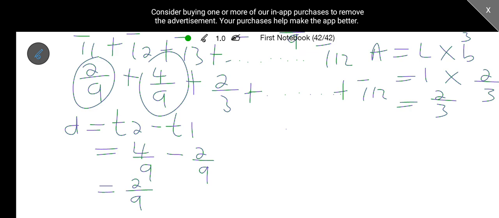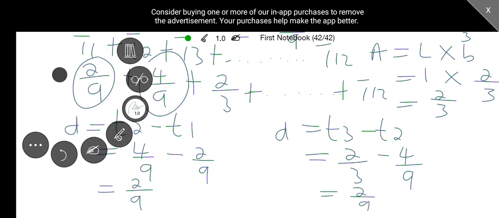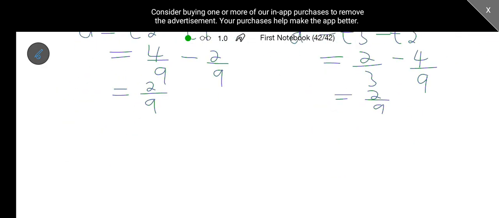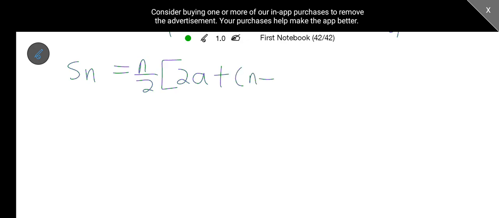And then we go again, we say D is equal to T3 minus T2, and then you say 2 over 3 minus 4 over 9, and you will still get 2 over 9 if you do that on the calculator. So this means that this is an arithmetic series. So we're going to use the formula for the sum to n terms of an arithmetic series. We're going to say that Sn is equal to n over 2 multiplied by 2a plus n minus 1 multiplied by the difference between consecutive terms.